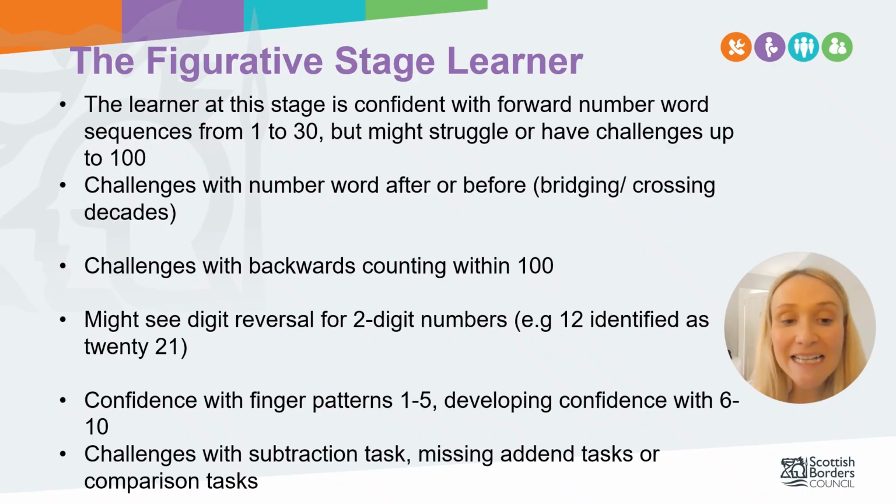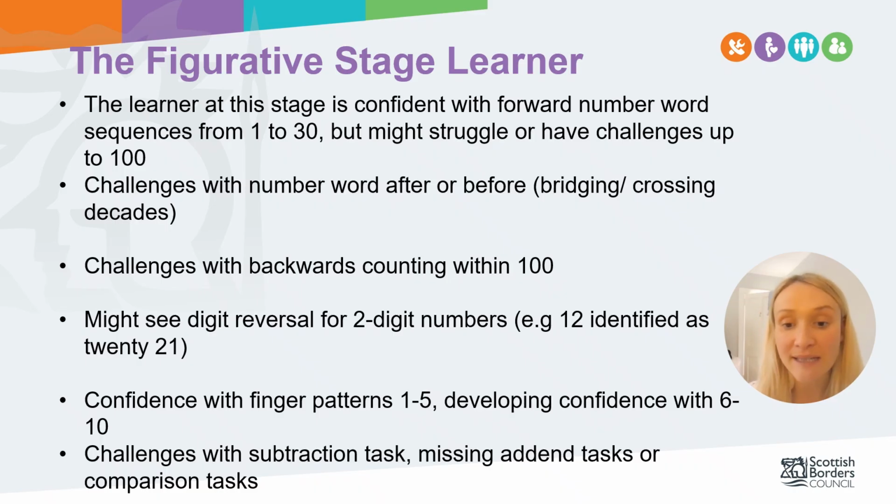So it's important to consider what kind of things you might observe or see in a learner who's working at the figurative stage in SEAL. A learner at this stage might be quite confident now with forward number word sequences within the range of 1 to 30, but they might struggle when that range is extended up to 100. So they might repeat numbers, they might omit numbers, they might pause.